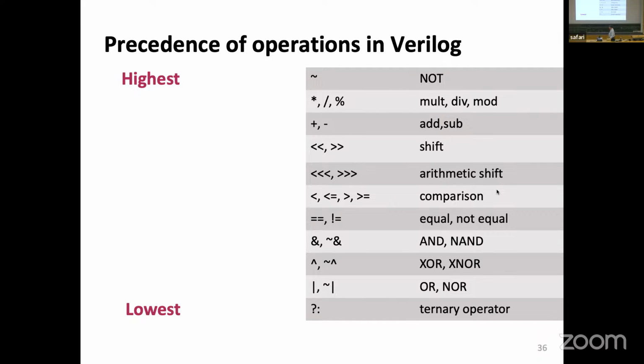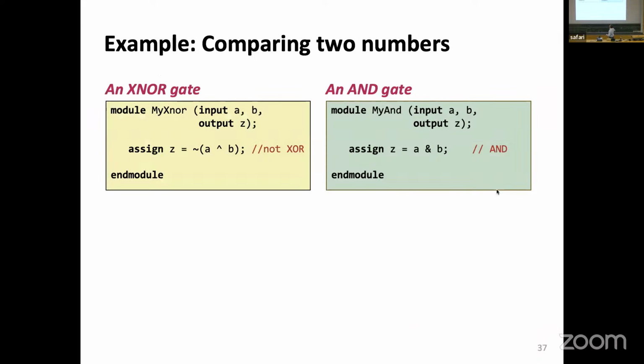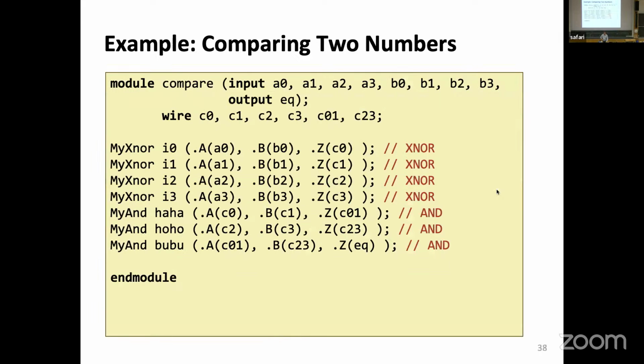So now we want to compare two numbers, and we realize that if we have an XNOR gate and an AND gate, we can do this thing. And we define it very easily. We say, hey, my XNOR has two inputs, A, B, and one output, Z. My AND has A, B, and Z. And I have a very, very simple definition inside. And now we say we compare two numbers. So this is a possible code we could write.